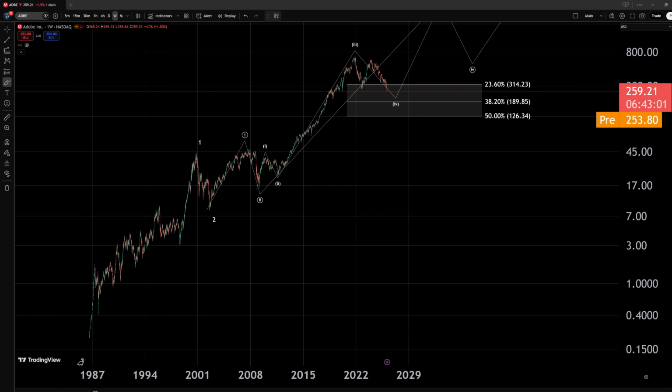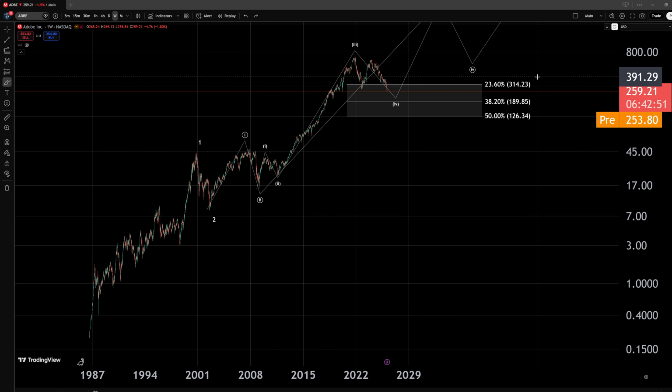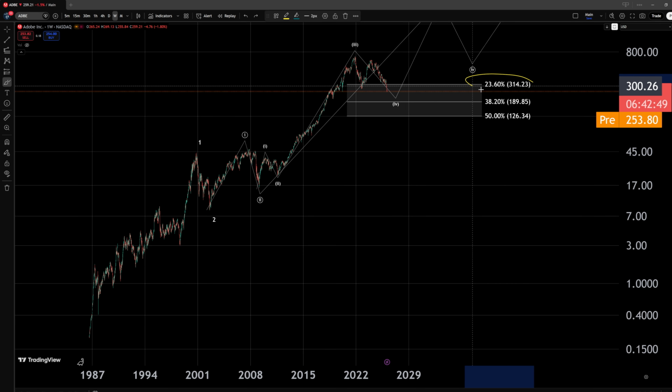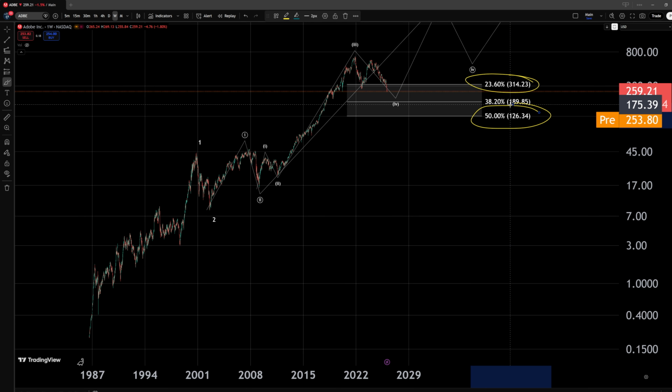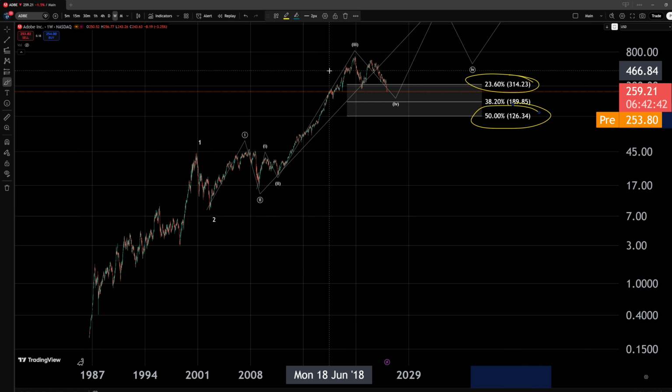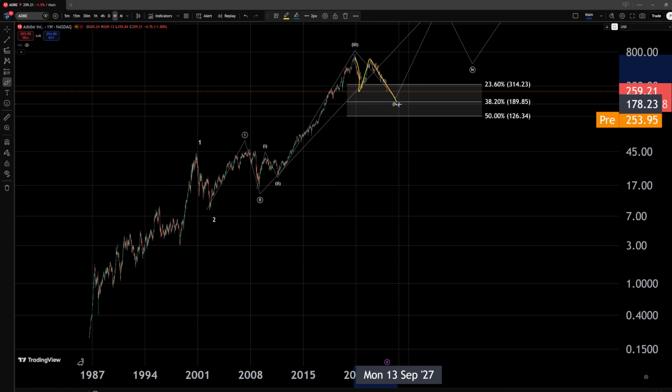In this video we are looking at Adobe. It is time for another update, and on this chart we have been focusing on this wave 4 correction that is expected to form a reversal from our area of support between the $314 all the way down to the $126 level.